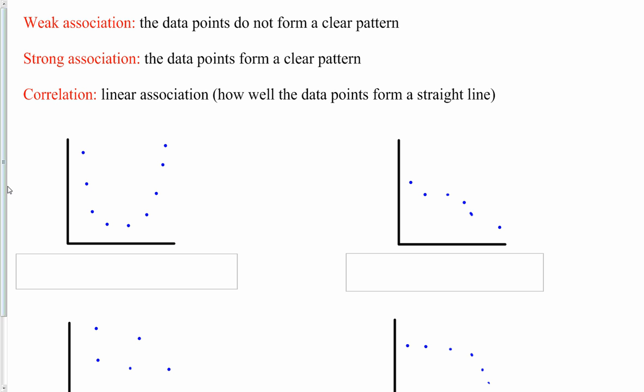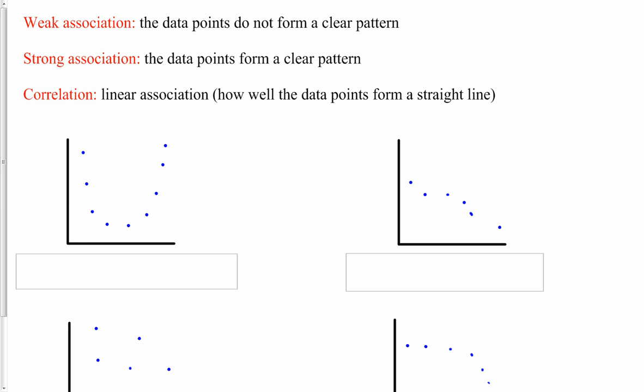So moving on, we're going to look at association and correlation. Weak association is when the data points do not form a clear pattern, and conversely, strong association is when they do form a clear pattern. Correlation, on the other hand, is a very specific type of association. It's only when the data points form a clear pattern and that pattern is a straight line. So let's take a look at a few examples to get the idea of association and correlation.